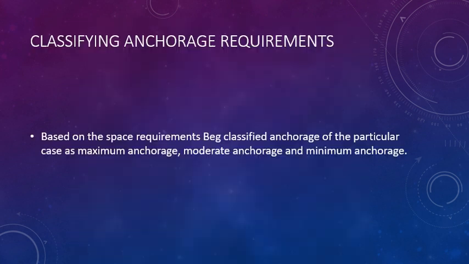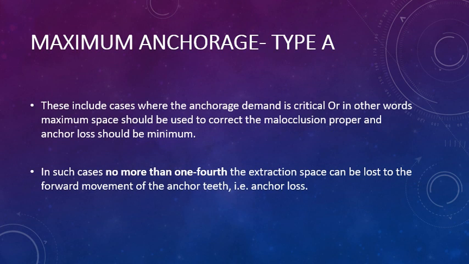Now we will classify anchorage according to the requirement of space. This was given by Raymond Begg. Number 1 is maximum anchorage, which is also called type A anchorage. There is a 75 to 25% ratio, where 75% of the extraction space has to be closed by backward movement or distal movement of the anterior teeth, and only 25% of anchorage loss can be allowed.